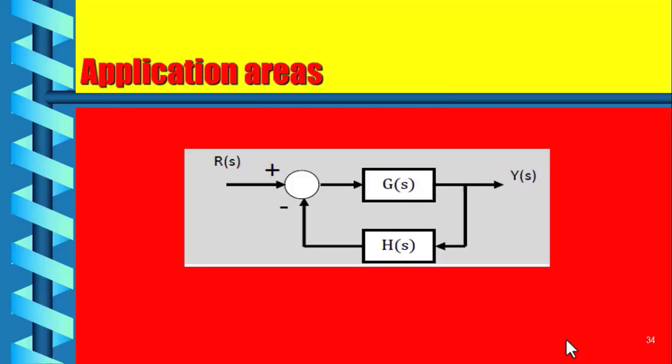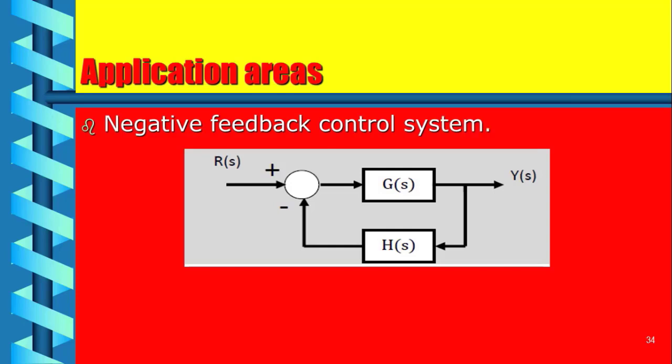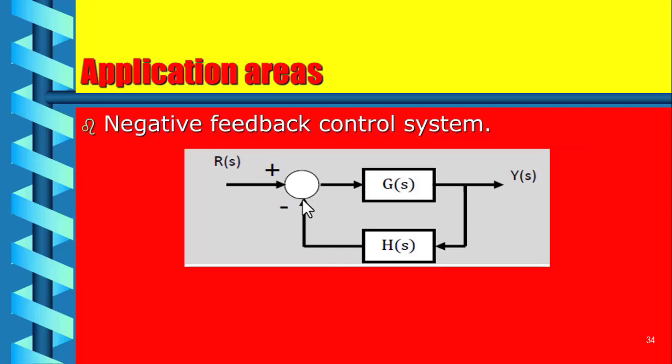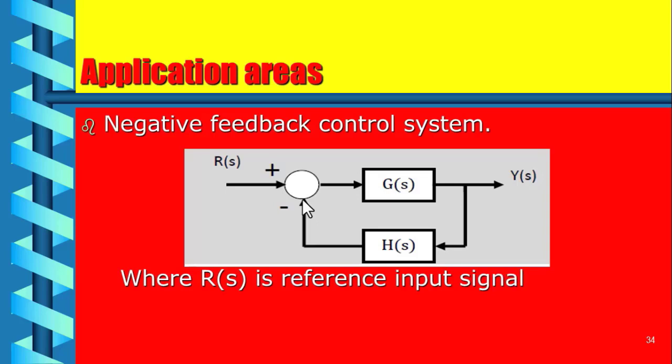Application areas. This is the general block diagram for a feedback system, and particularly this one shows a negative feedback system. You can see that this is the feedback signal. In a control system, the process of sampling and returning the output, or part of the output, to the input end of the system is known as feedback. Feedback plays a vital role in improving the efficiency of the system, and feedback is unidirectional.